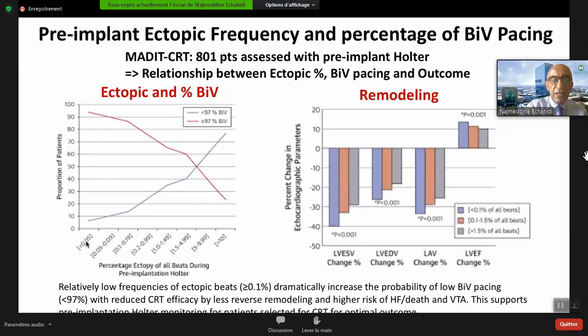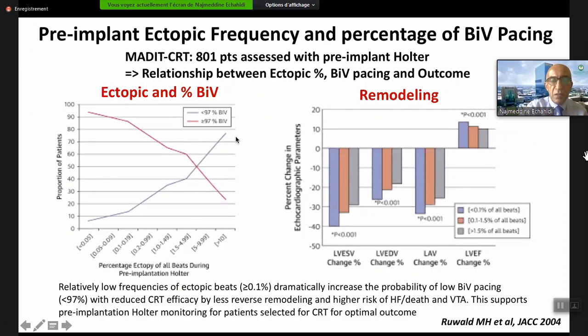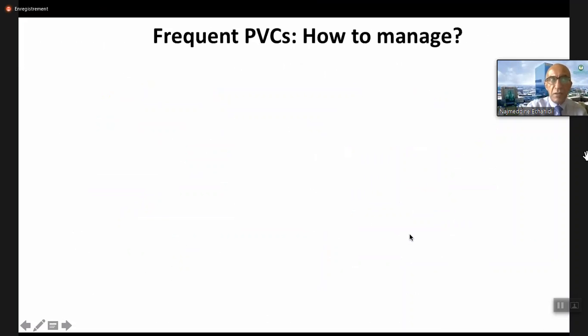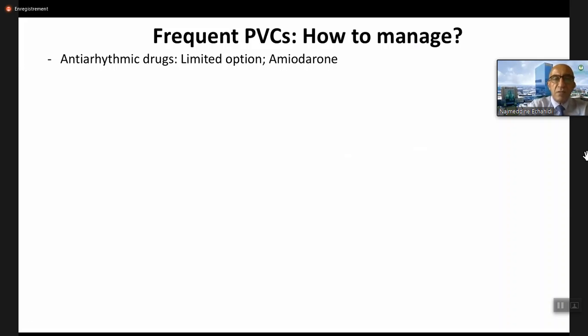Even with a very low burden of PVCs, the percentage of biventricular pacing will significantly decrease, and we will not be able to obtain any reverse remodeling. So when patients are presenting with PVCs, how should we manage this situation?